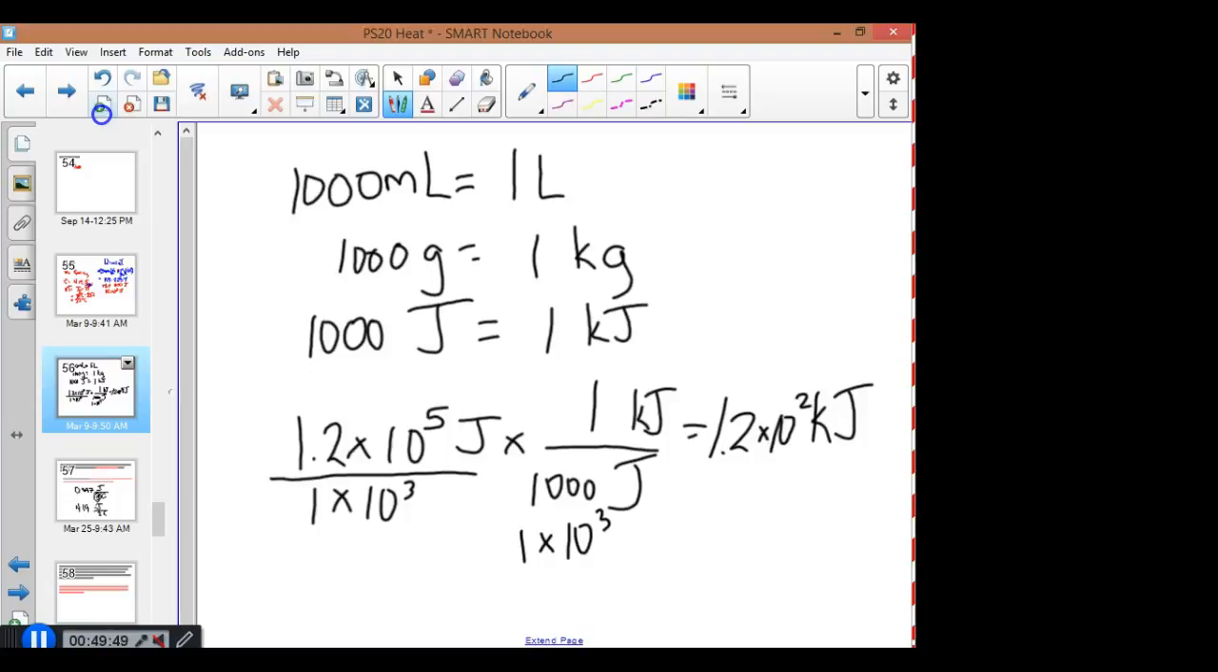I want to bring your attention to question number 4 on your worksheet, because in question number 4, you're told 1.9 kilojoules. However, in order to be able to plug this into the formula, you're going to have to convert 1.9 kilojoules into joules.